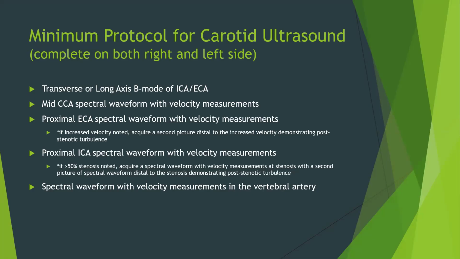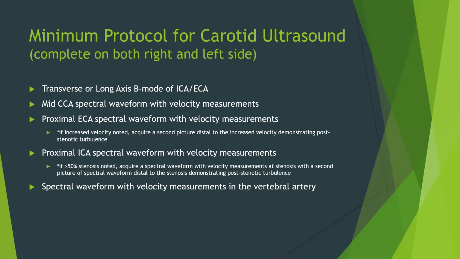So note, though, that if you get increased velocities in that ECA, usually somewhere around 200, 180, anything above that, just make sure we're taking our post-stenotic turbulence picture. Same thing with the proximal ICA. If we're getting increased velocities, let's take a second picture to show increased velocities itself. So when we see disease, make sure we're taking a lot of pictures of that disease itself, whether it's B mode, whether it's color, and making sure that we're taking the post-stenotic waveforms along with that elevated velocity waveform itself.